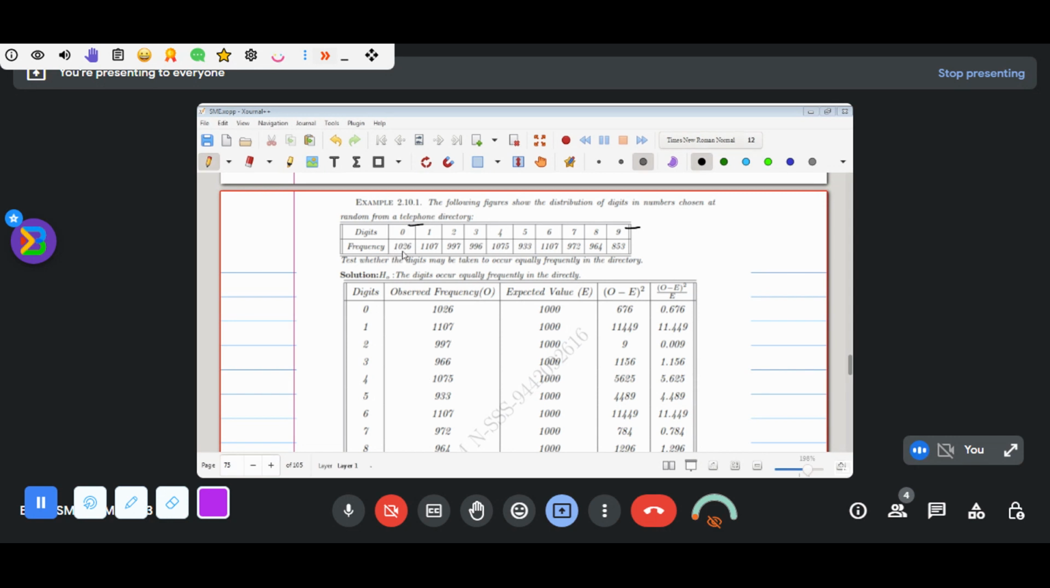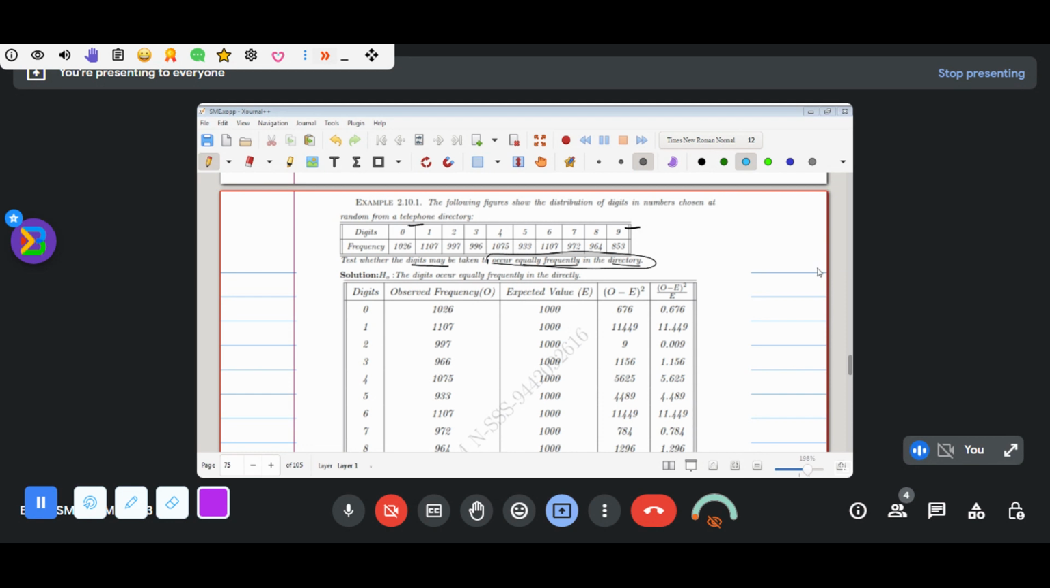And the corresponding frequency is the continuously typed values, 10262 and so on. Then test whether the digits occur with equal frequency in the directory. That means expected value and observed value. This is the observed value. You want to find the corresponding mean, and that value is called the expected value. The digits occur equally frequently in the directory. For this, you write this conclusion, or you write the H naught value. Otherwise, there is no significant difference between the observed value and the expected value.